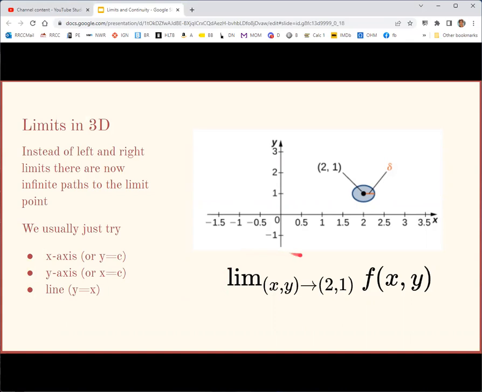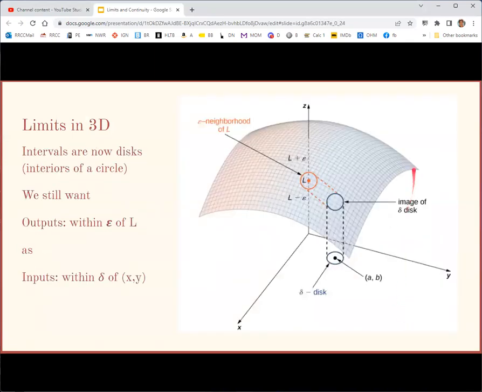And the notation you see here says the limit as the input, which is a pair of numbers x, y, approaches some point in two-space, (2, 1) in this case, of the function. So similar notation with lim and the arrow. But instead of x going to a, we have (x, y) going to (a, b). Now remember, our function of two variables is a big curved sheet floating in space. And the limit point for the domain is some point here in the xy plane.